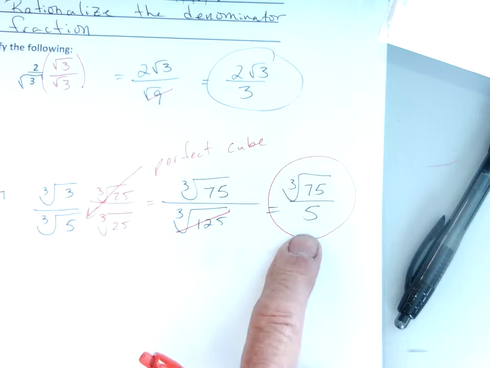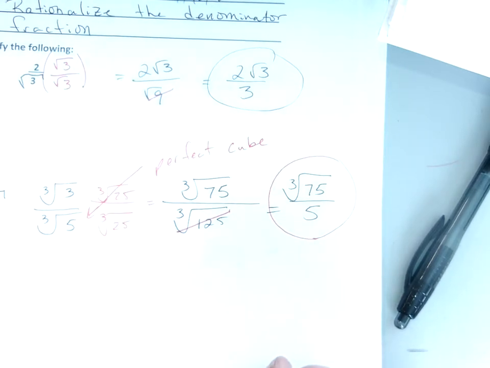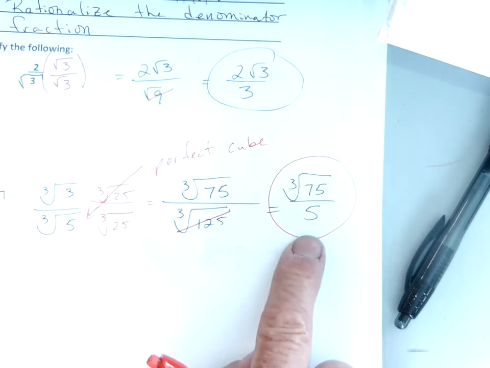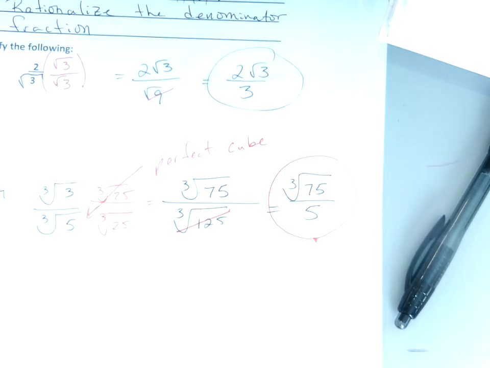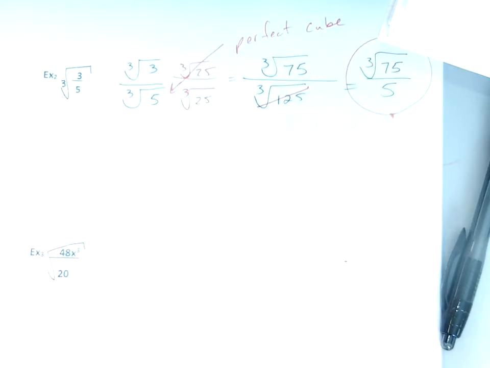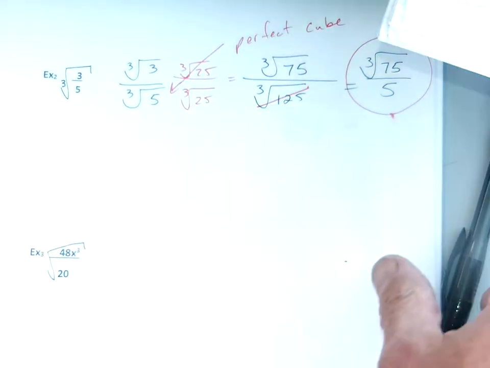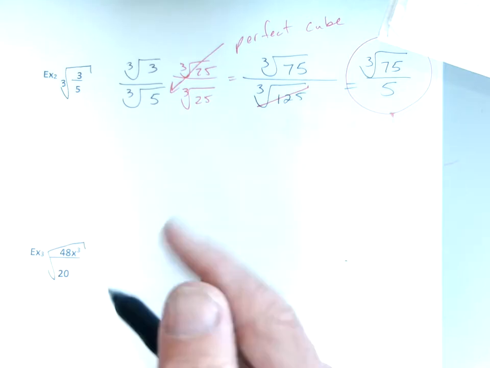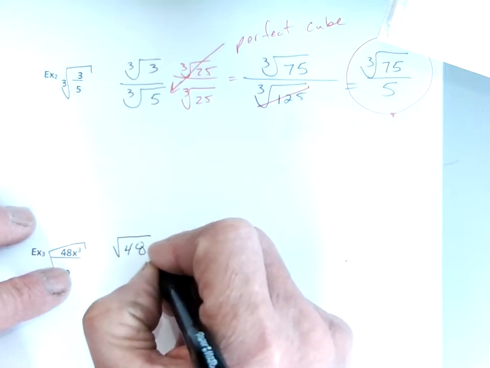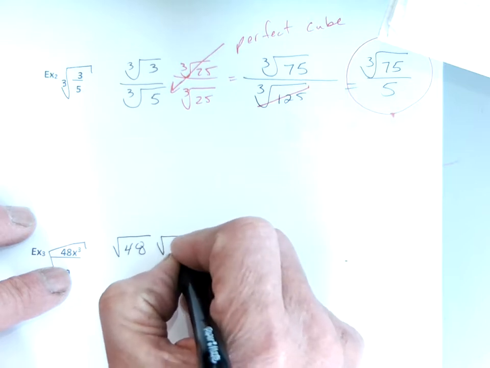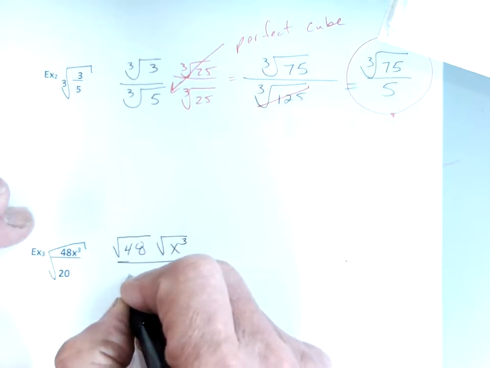But the rule is, and it depends on what math teacher you get in college, Mr. Massey might expect this too, that you shouldn't have a root in the denominator. Okay, now example 3 is just a bigger version. Before I do anything though, let's rewrite it as 2 parts. I'm going to go the square root of 48 square root of x cubed over the square root of 20.